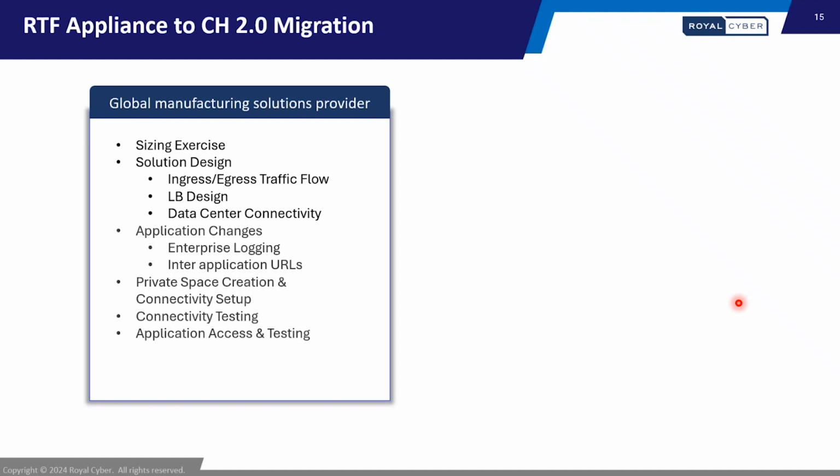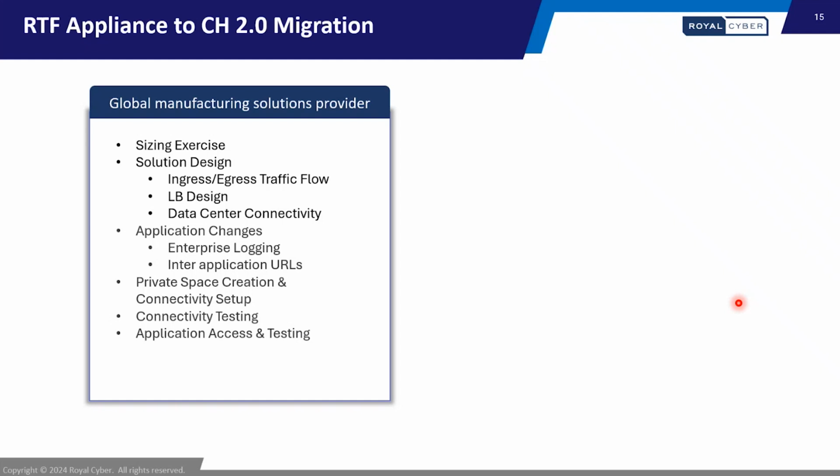After these solution design aspects were resolved, we moved to the applications, and there were some minor changes required. Basically, RTF Appliance has built-in support to forward logs and metrics to your external enterprise logging or monitoring solution. But that is not the case with CloudHub 2.0 or RTF. So here we need to configure the log4j files of individual applications to forward the logs to the external log solution.